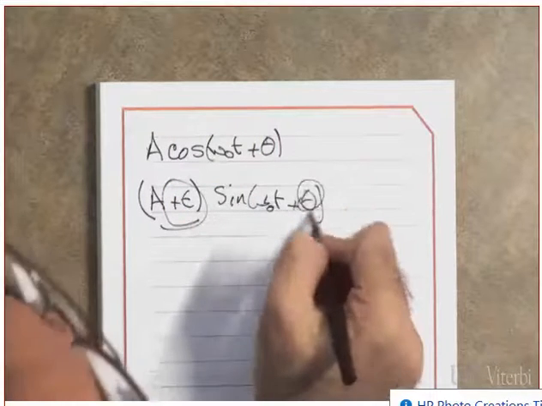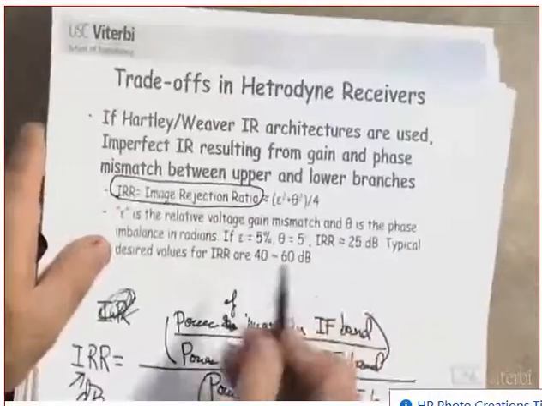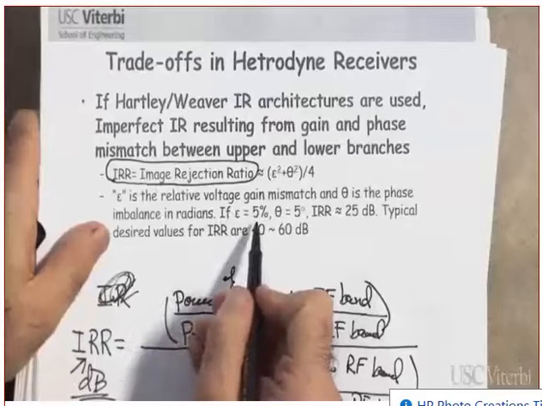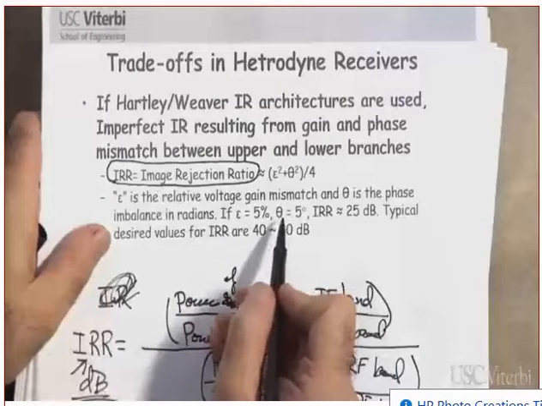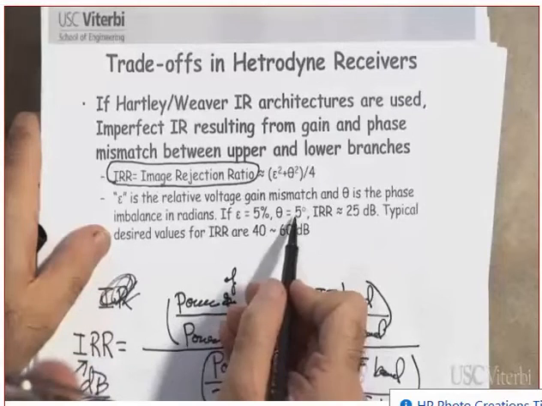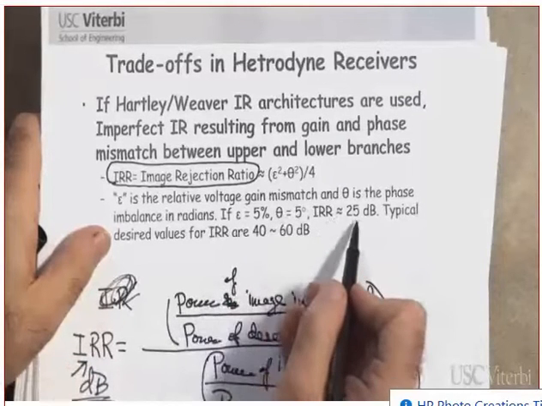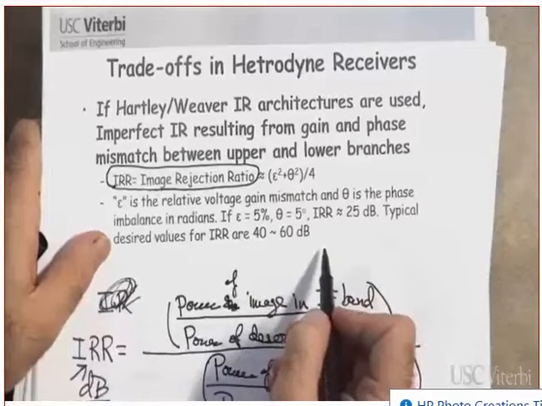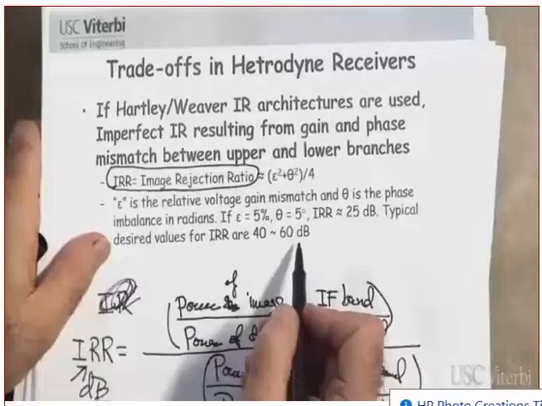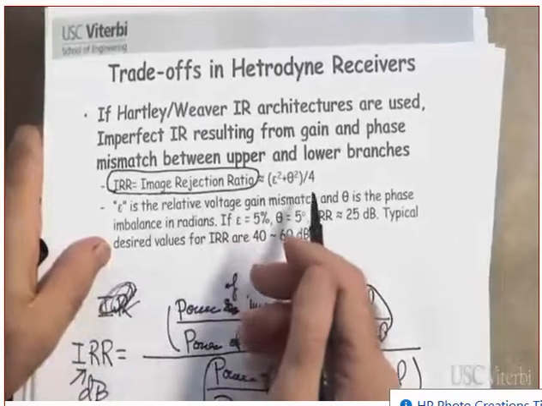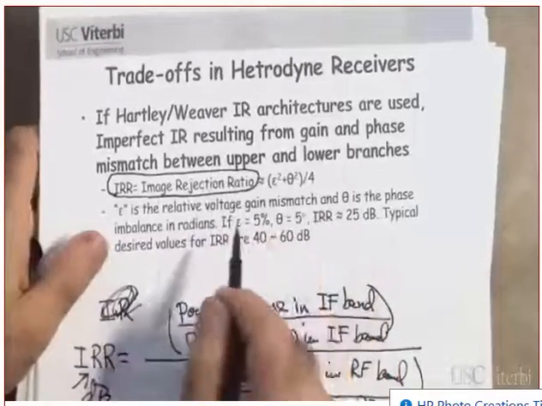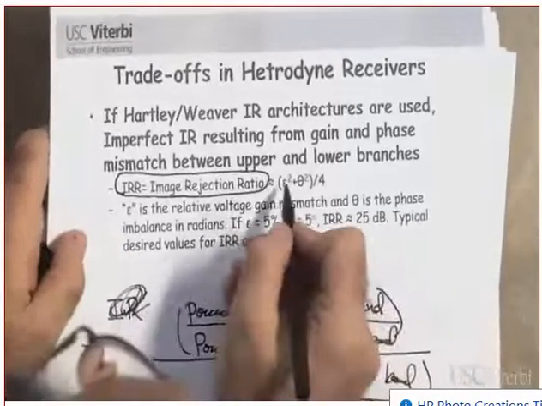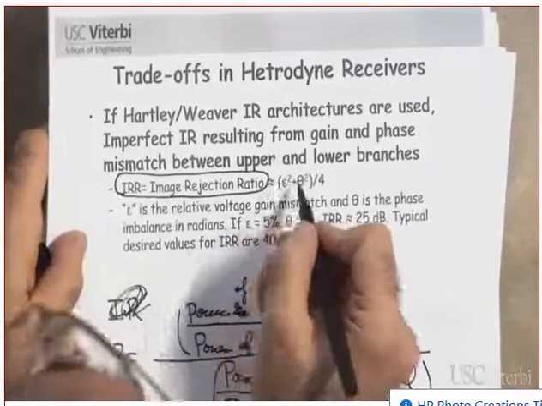Clear? Could we have a phase error? That's this phase error. And you can see if we have epsilon 5% and theta 5 degrees, we are going to get an image rejection ratio of 25 dB. High or low? This one is relatively low. You would like the image rejection ratio to be 50 dB and above. Are you following me on that? But because of this degradation, you are going to suffer a little bit. Clear? One of the homework problems I will be assigning tonight, not tonight, tomorrow.